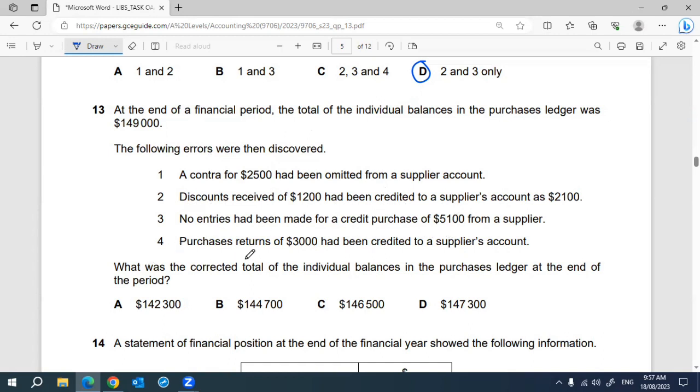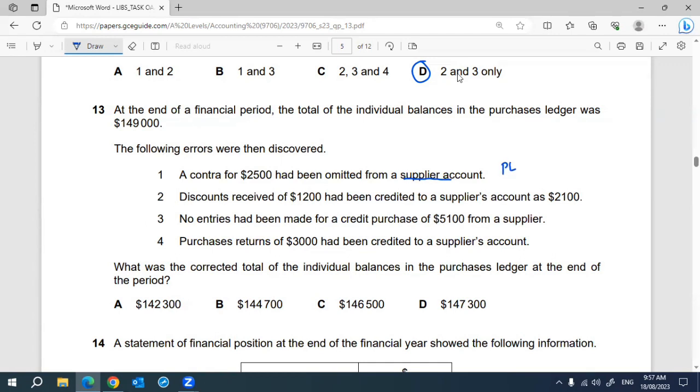The question is, what was the correct total of the individual balances in the purchase ledger at the end of the period? So what the question is asking is, what is the corrected total? So among all these errors, we need to look for which of these affects the purchase ledger. So let's go to the options one by one. A contra for 2,500 had been omitted from a supplier's account. Now, since they mentioned a particular supplier's account, that means the purchase ledger is affected.